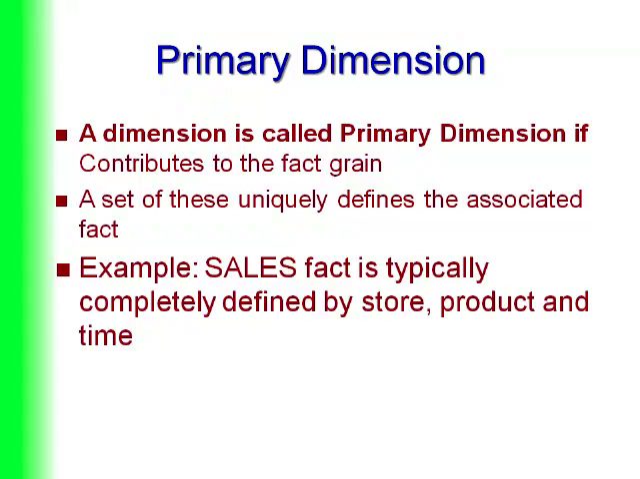For example, sales fact is typically completely defined by store, product, and time. So therefore, store, product, and time are the primary dimensions here.